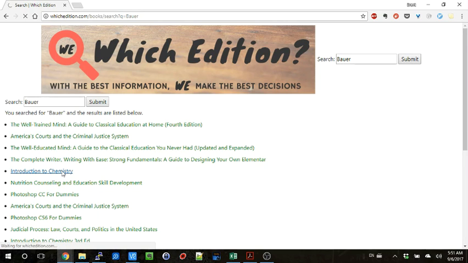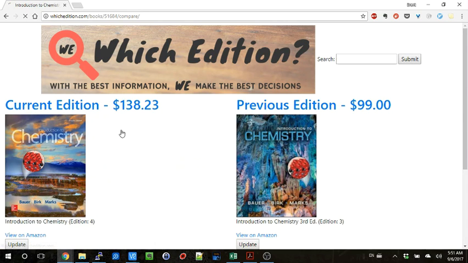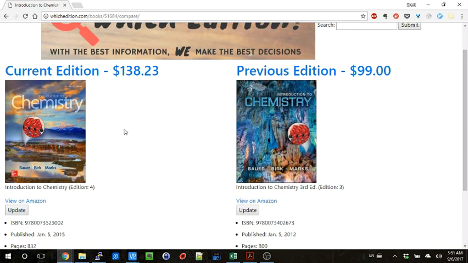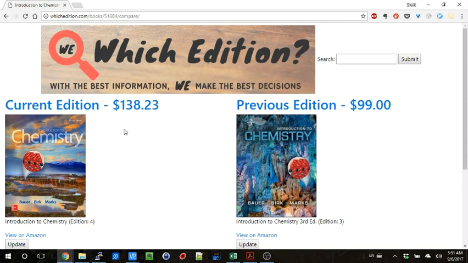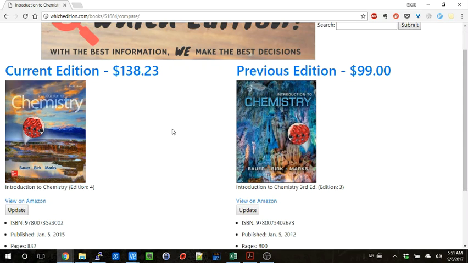Here's Introduction to Chemistry. And this screen gives a side-by-side comparison of the current edition of this textbook, which is the 4th edition, and the previous edition of this textbook, the 3rd edition. And you can see right away that there's a big difference between price. This price at the top is if you were going to buy a brand new copy of this book.